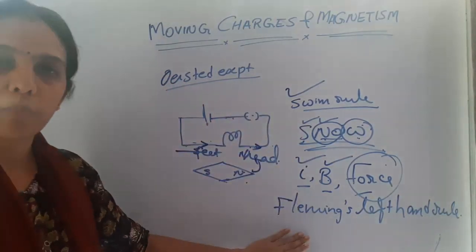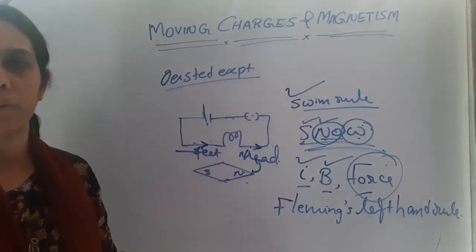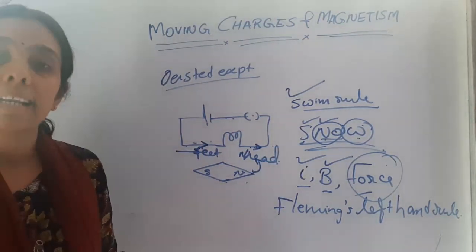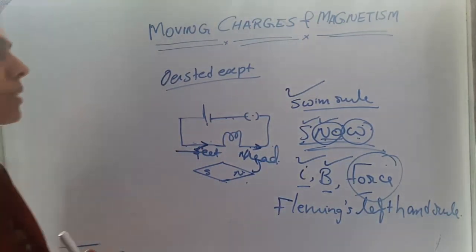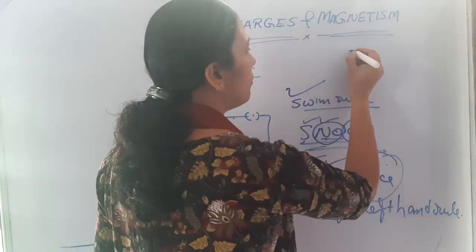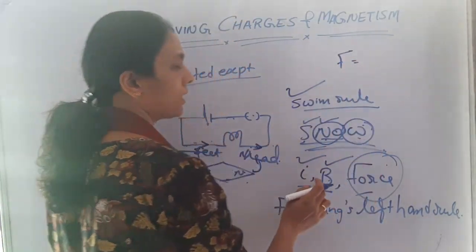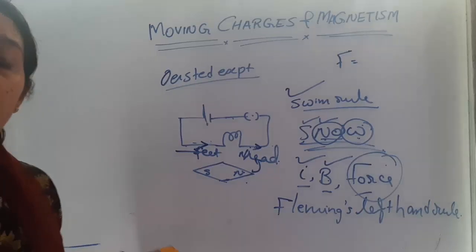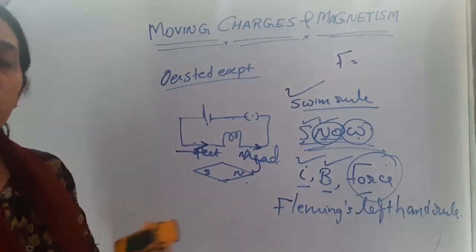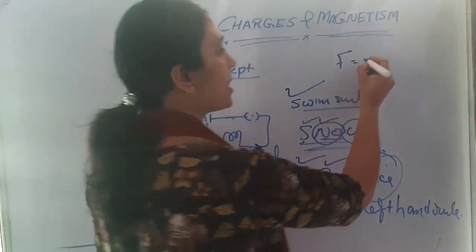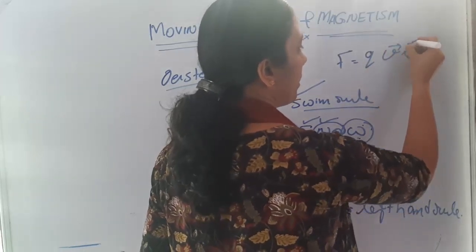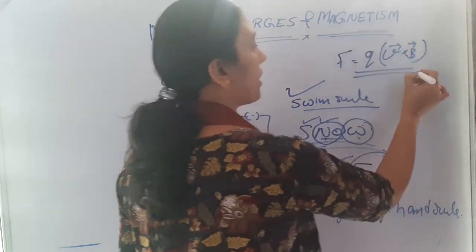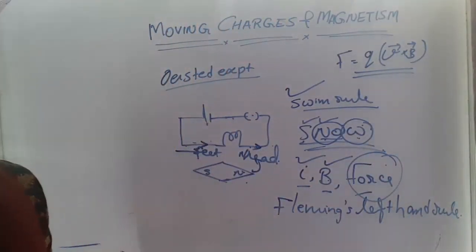So this is how we can find out the direction, or we can find it out using the right hand screw rule also. Okay, that is the right hand screw rule. See, force acting on a current carrying conductor present in a magnetic field. What is the formula for finding the force acting on the conductor? F is equal to Q into V cross B. This is the force acting on the current carrying conductor present in a magnetic field.